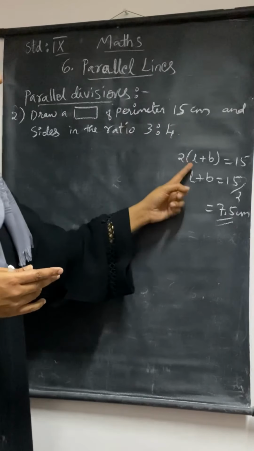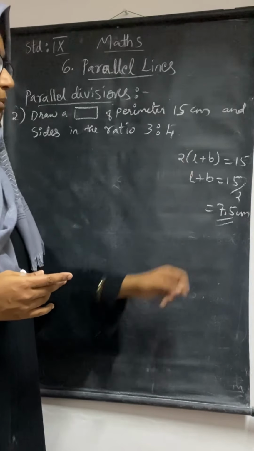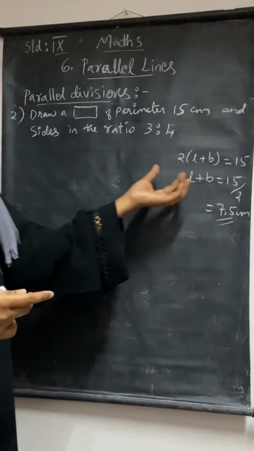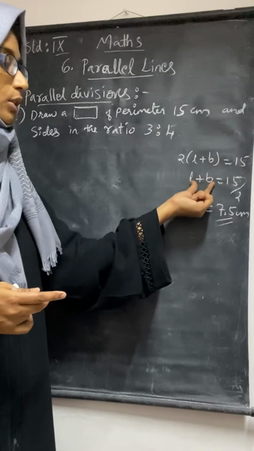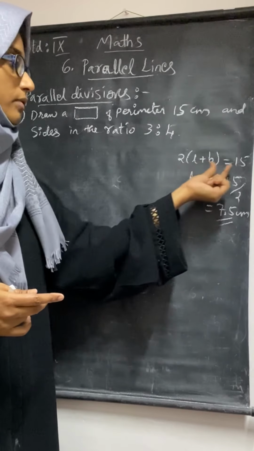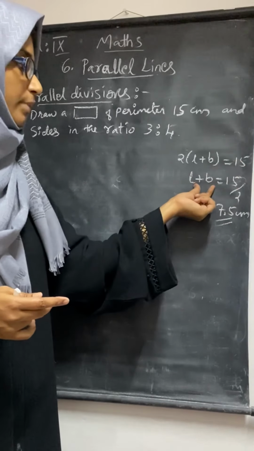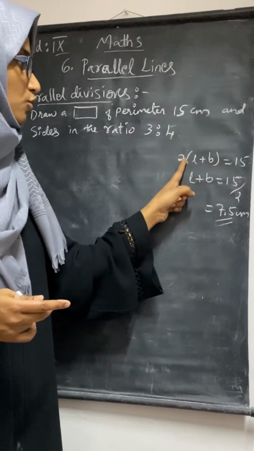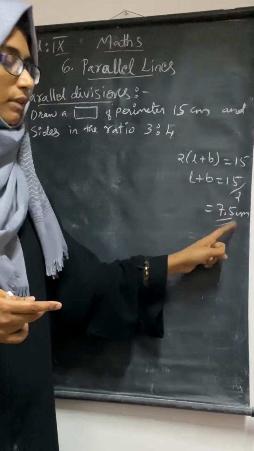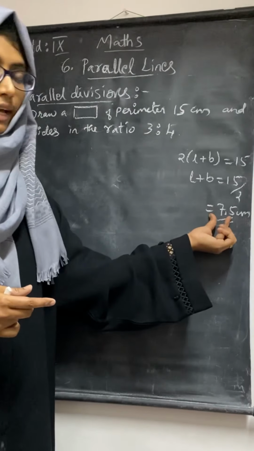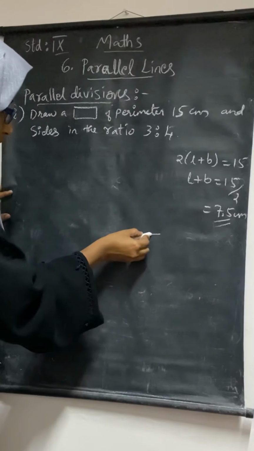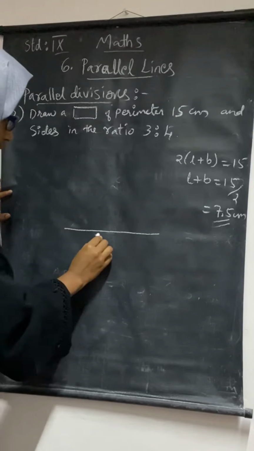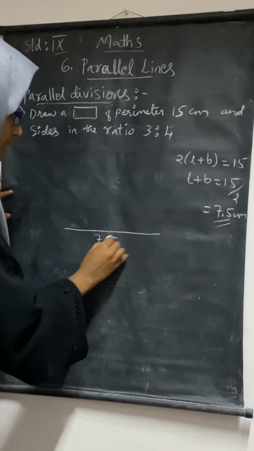So the perimeter you have to take. What is the formula? 2 into length plus breadth equals 15. So here we need to find length plus breadth. So length plus breadth will be 15 divided by 2, which is 7.5. This is the number we have to take as a line, 7.5. So I am taking a straight line of 7.5 here. This is very important.